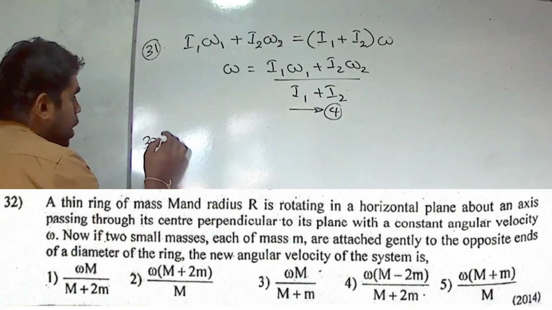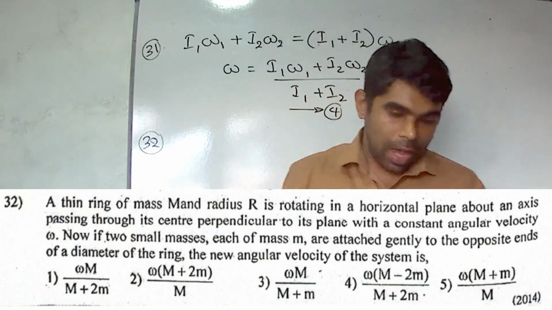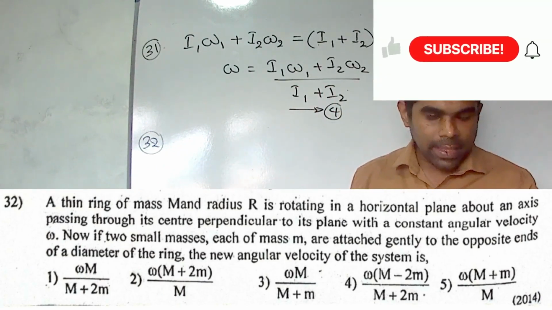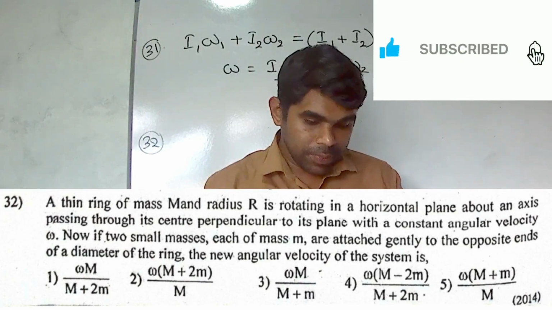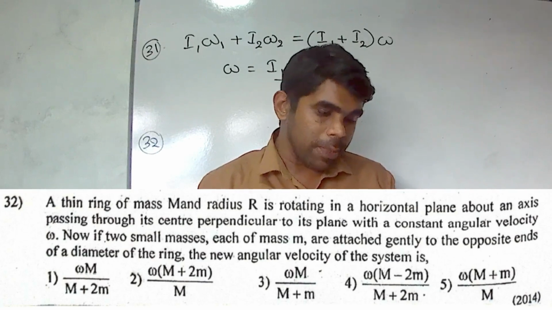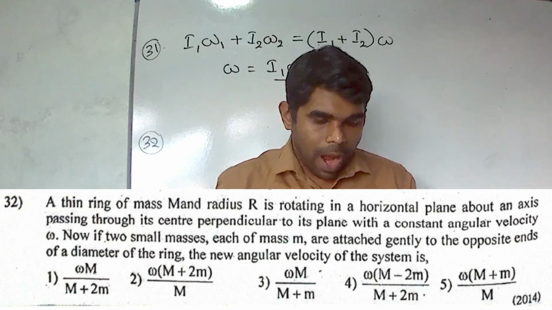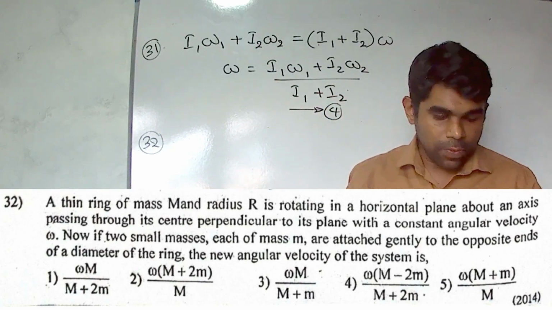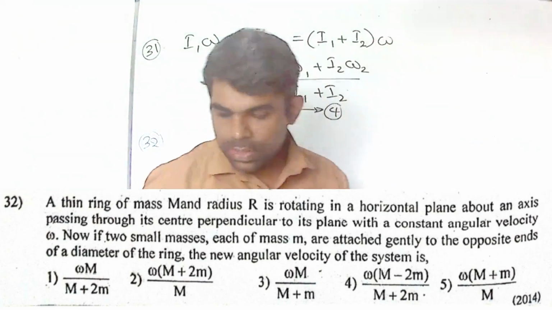Then question number 32. A thin ring of mass M and radius R is rotating in a horizontal plane about an axis passing through its center perpendicular to the plane with a constant angular velocity omega. Now if two small masses, each of mass m, are attached gently to opposite ends of a diameter of the ring, the new angular velocity of the system is.